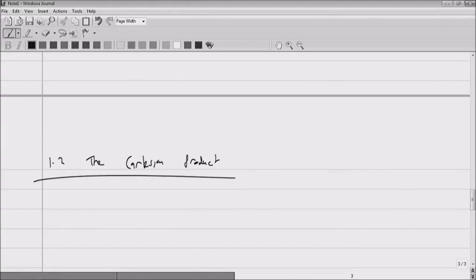How many people have seen Cartesian products before? Just a couple of you. Okay, so the Cartesian product is an important thing which pops up in lots of different areas of mathematics. It's a fundamental way that you can take two sets and make a new set out of them. And here's how it works.